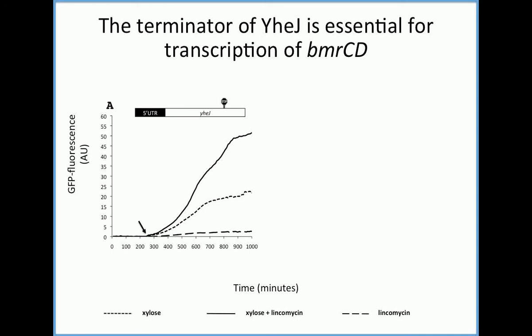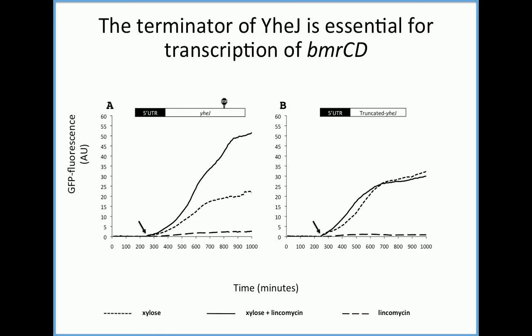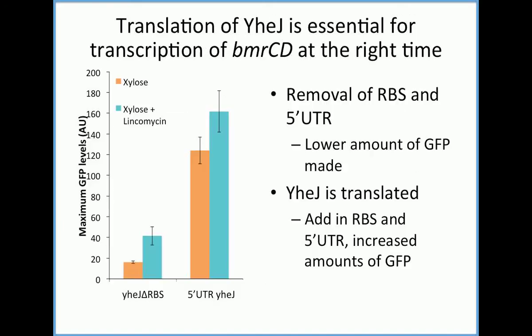But then when we add the xylose and lincomycin together, we get a massive increase in the level of GFP, suggesting that our anti-terminator structure is forming and allowing transcription of the GFP to continue. And when we add lincomycin on its own, we don't see anything, which is what we would expect. However, when we truncate YheJ and remove the terminator region, we don't see this induction of the GFP. It stays at the same level as if it's just leaking through. So translation of YheJ is essential for the transcription of bmrCD at the right time.